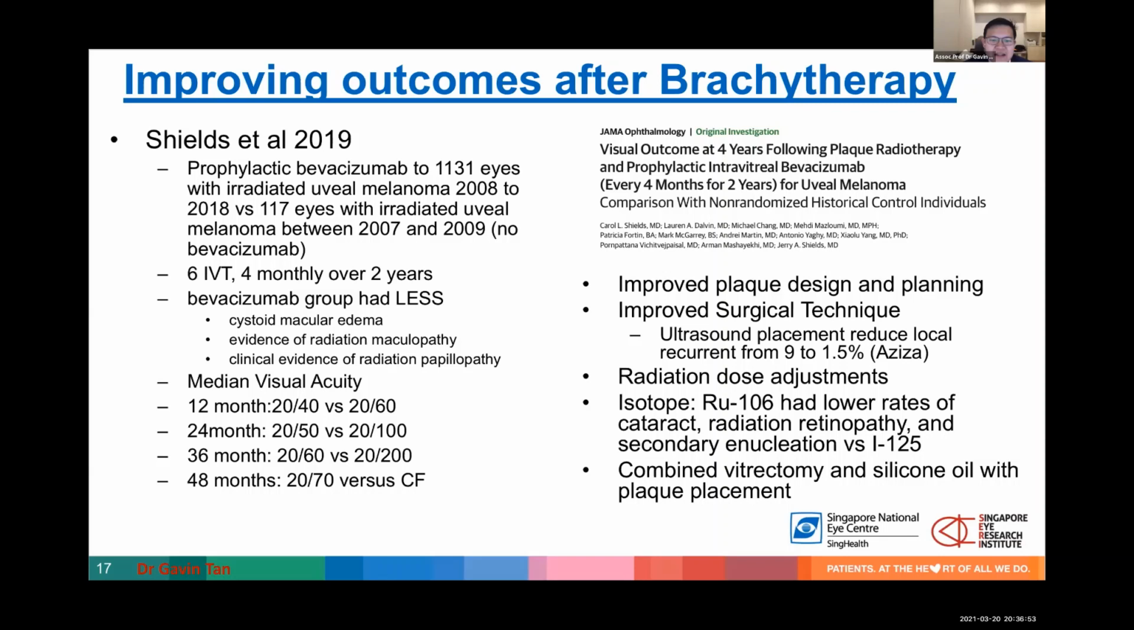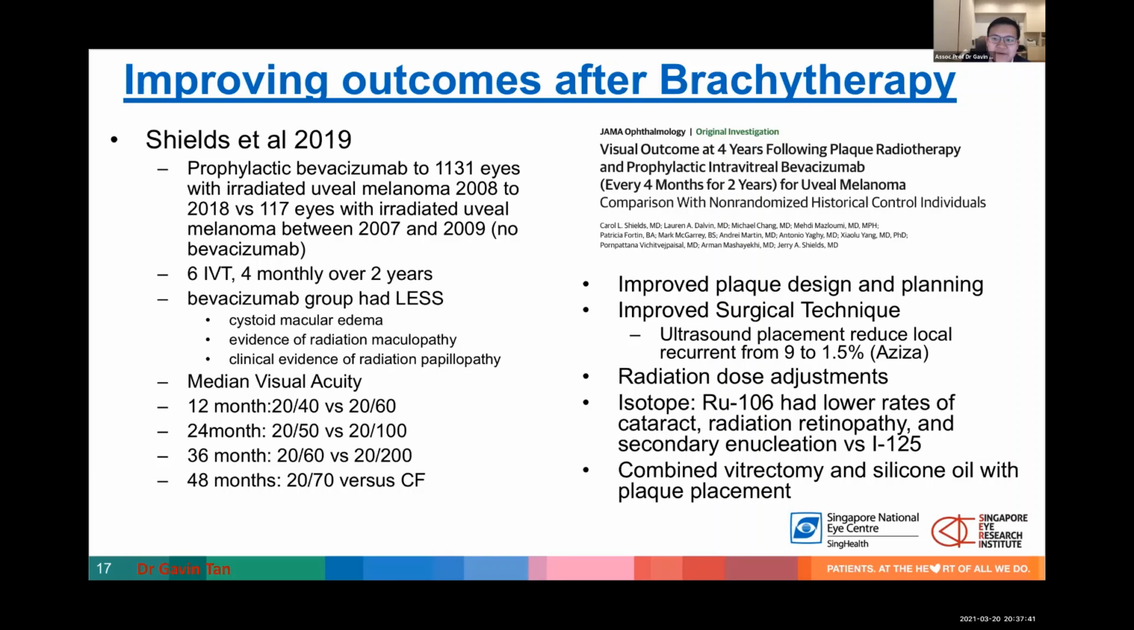There are other factors that can also improve the outcomes after brachytherapy. I think improved plaque design and planning, and Dr. Singh mentioned those earlier. Some people have talked a lot about how improving surgical techniques is important. And again, ultrasound placement was mentioned, and that can reduce local recurrence as low as 1% in one paper. There are also radiation dose adjustments, where we are starting to look at whether 85 is really that magic number that's really required. But again, we really need good long-term data for us to use those kinds of targets with confidence. Various different isotopes may also have different complication rates, as mentioned. Ruthenium does have some advantages. And there have been some groups that have tried to combine vitrectomy and silicone oil with plaque placement in larger tumors in order to attenuate the radiation dose to the other parts of the eye.